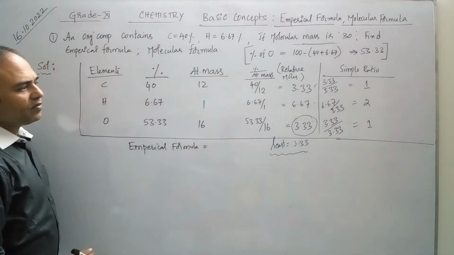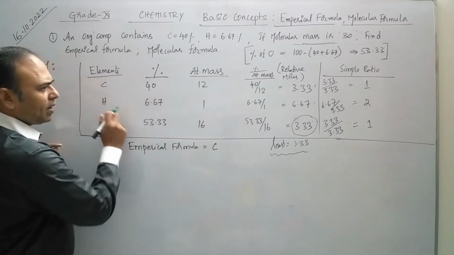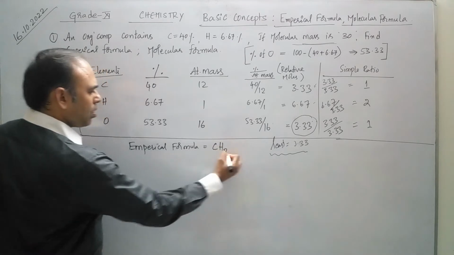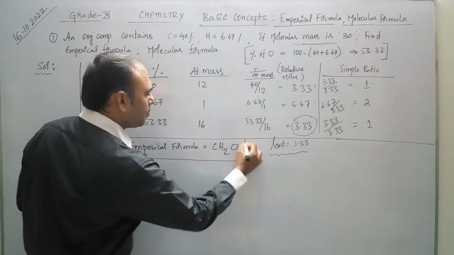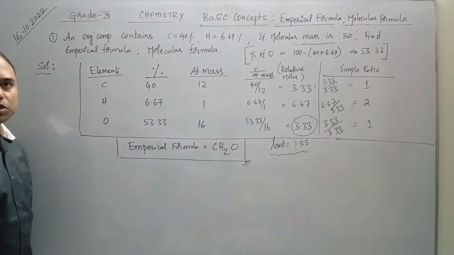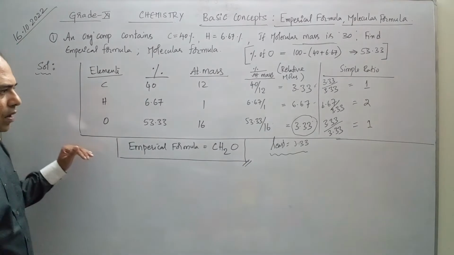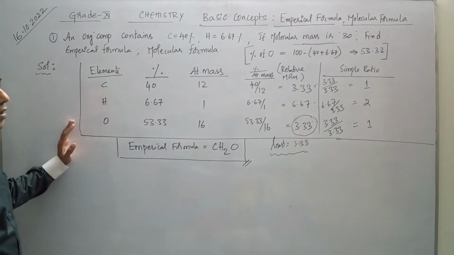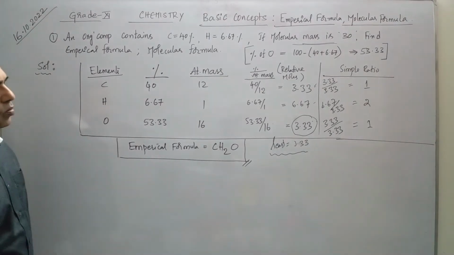So what is the empirical formula we got? Nothing but carbon is 1, H is 2 and O is 1. So therefore we can write it as the empirical formula is CH2O. So up to this I think you have followed. Now the next one. If at all molecular mass is given, how to calculate the molecular formula?